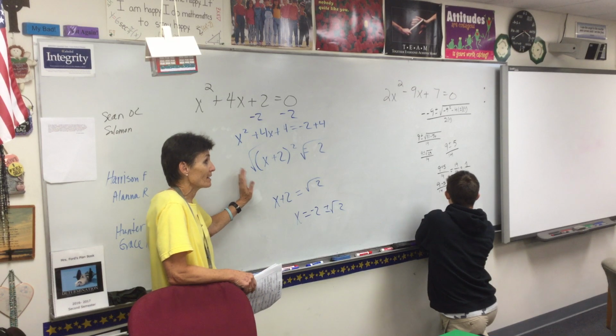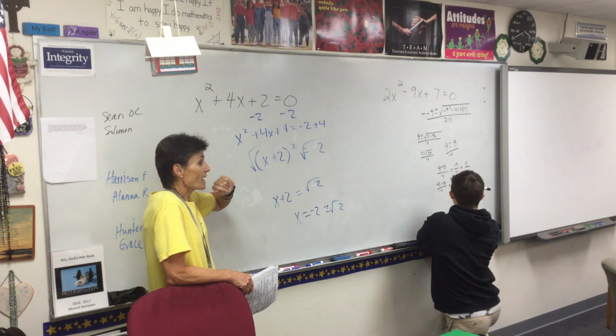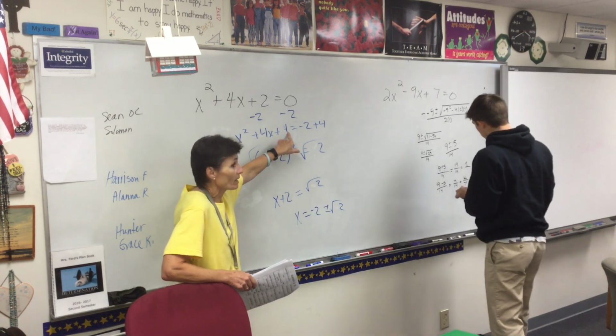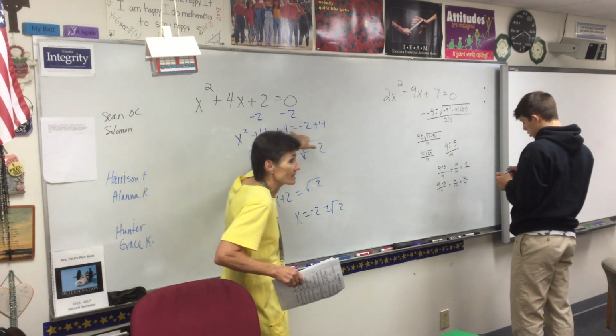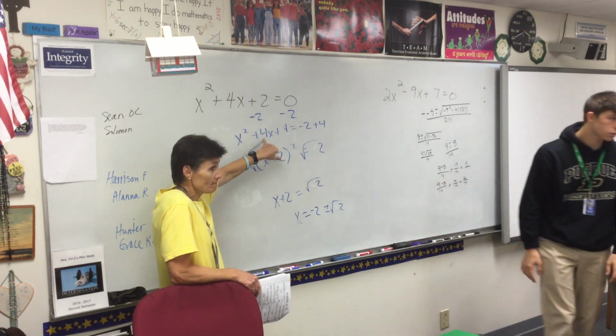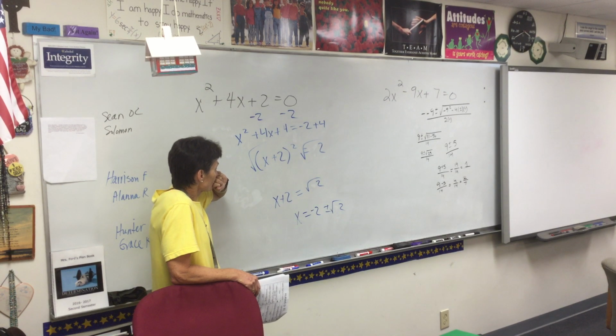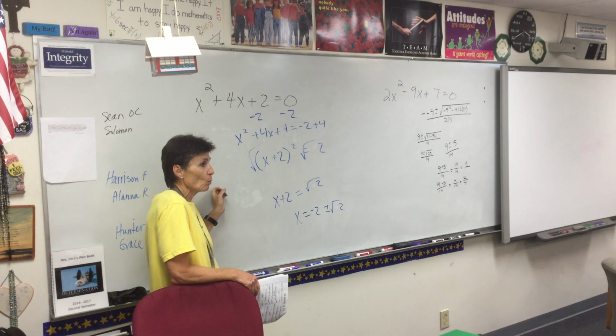Anybody have a question about his process? Completing the square. Jackson, we'll give you another chance. Where did this 4 come from right here that he added to both sides? Took half of that guy and squared it. Yep, that's exactly right. Anybody have a question about the completing the square problem?